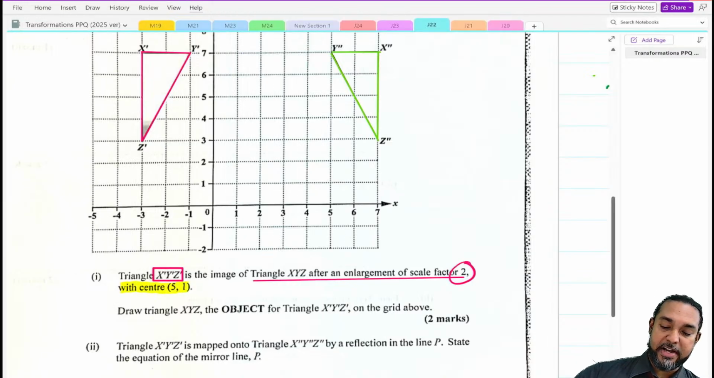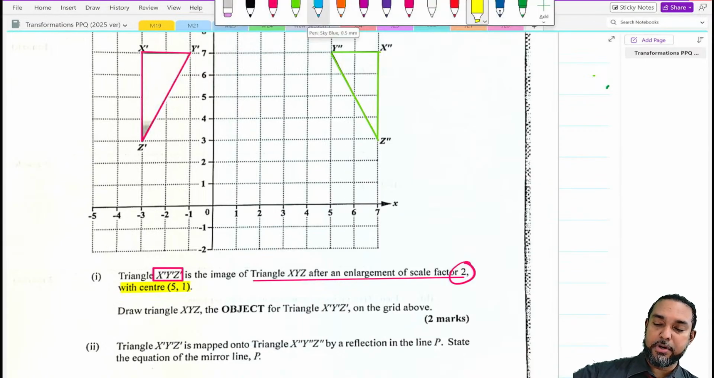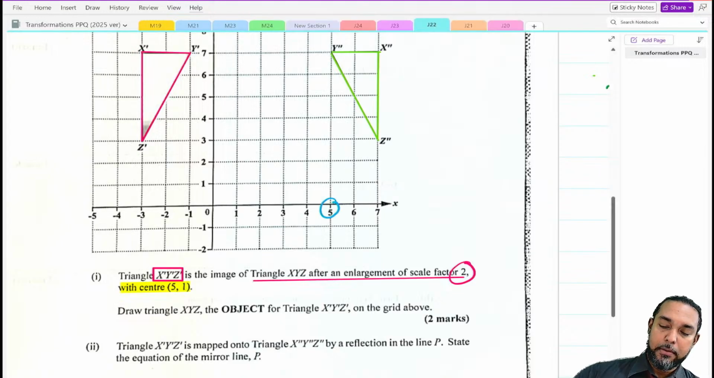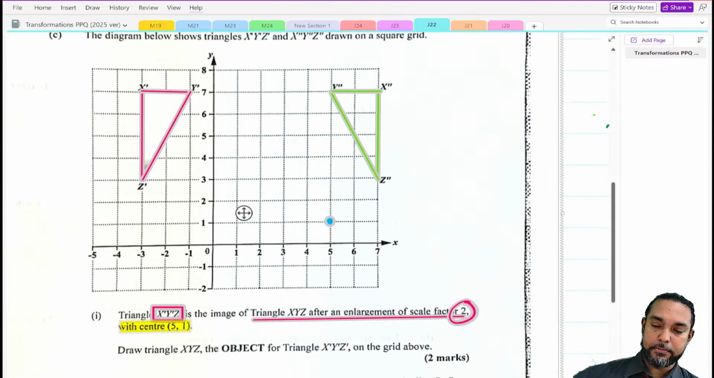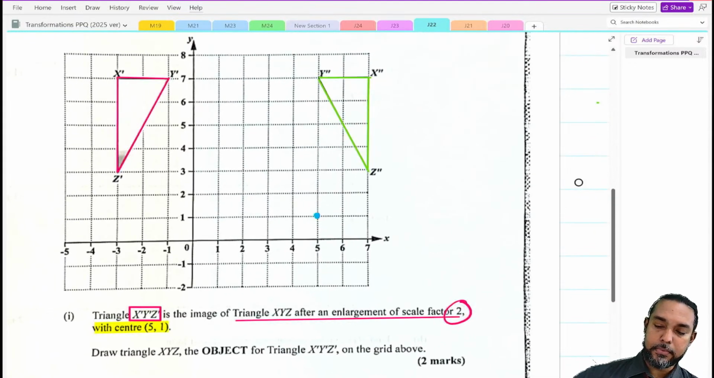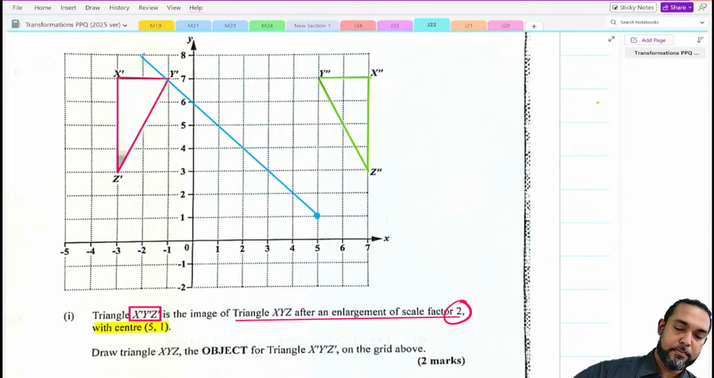With center 5, 1. So first of all, let's find 5, 1. Where's 5, 1 on the graph? 5 on the x is here, 1 on the y is here. So 5, 1 is your center of enlargement, right? So what we do with the center is we actually connect it to each of the vertices.